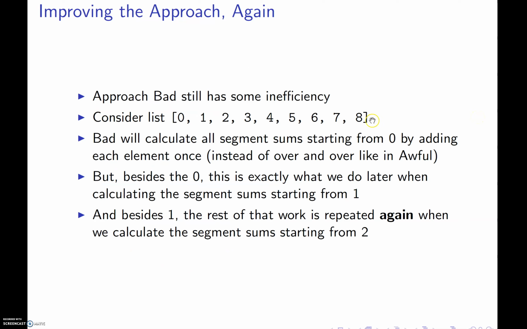Okay, so it still has some inefficiency. It'll calculate all segment sums starting from 0 by adding each element once, instead of over and over. So it's an improvement. But besides the 0, this is exactly what you're going to be doing later when you start at 1. A lot of the sums get repeated. And besides 1, the rest of that work is just going to be going back through all of that as you start with each new lower value. So it still has some inefficiency, but it's an improvement.